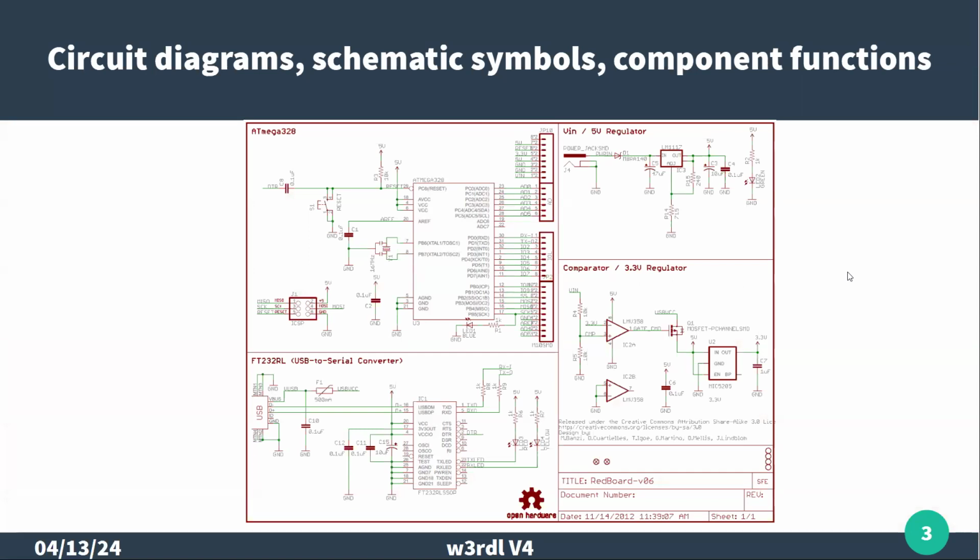This is just a typical schematic, like you might see. In this case, it looks like it's an Arduino type Atmega processor with a serial input on it for USB.